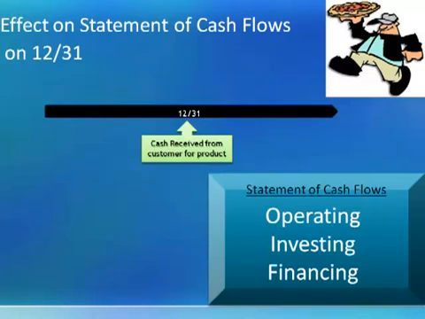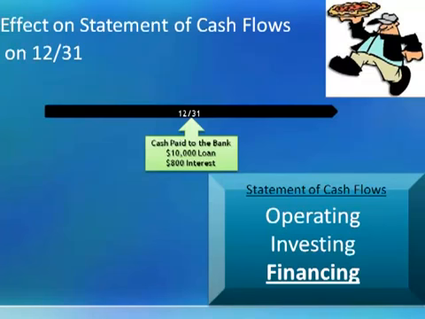How does this affect our statement of cash flows on 12/31? Cash is paid to the bank, $10,000 is for the loan, $800 is for interest. Repayment of the loan goes in the financing section, so we have a $10,000 cash outflow in financing. Payment of interest goes in our operating section.